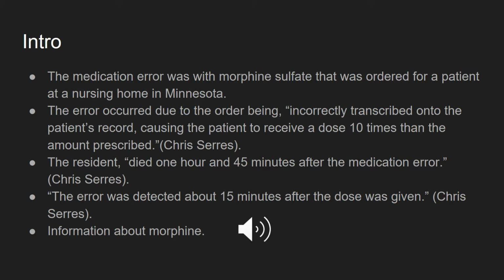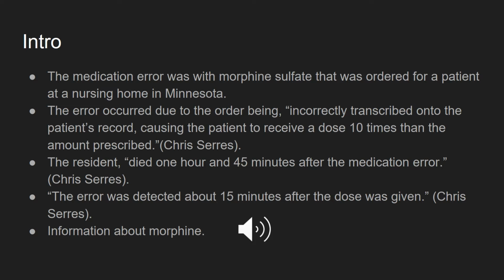Our presentation is about how a morphine error led to a patient's death in a Northwest Minnesota nursing home. The patient had a severe cognitive disability, and he was given 10 times the prescribed dose of morphine. The resident died an hour and 45 minutes after the medication was administered. The Minnesota Department of Health reported that the facility failed to have an adequate policy in place to ensure medications were transcribed accurately and then administered correctly.